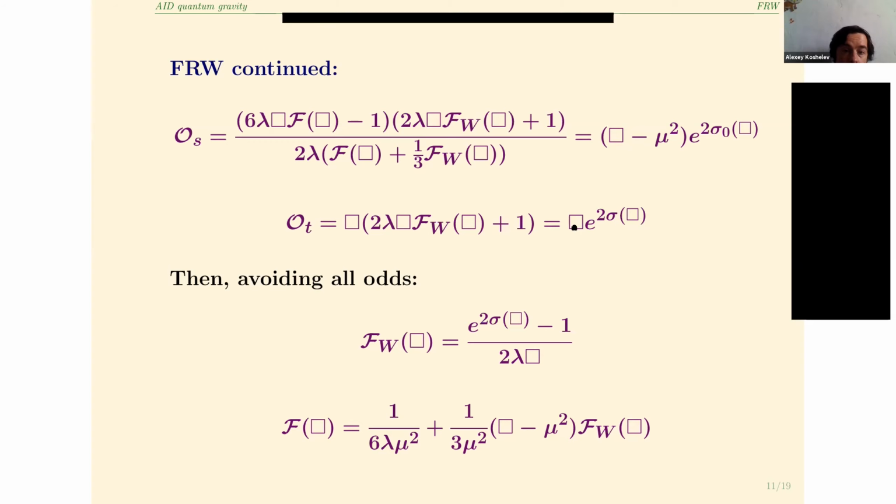If I now try to express F_W through the exponent of sigma, and also try to eliminate any possible poles here, so that I don't ask the question whether the operator is invertible or not, then I come to these simple conditions. What is F_W and what is f of box? Moreover, they become connected.